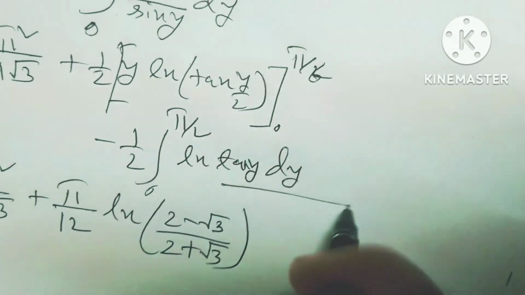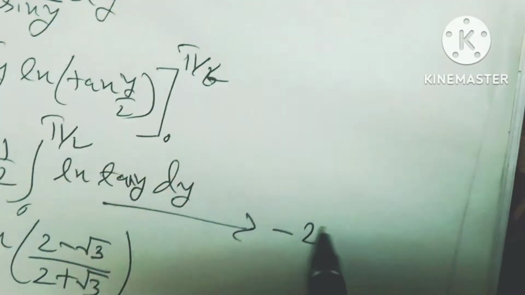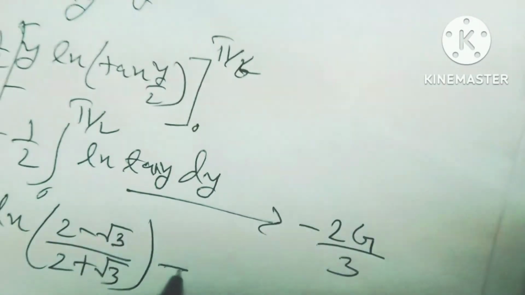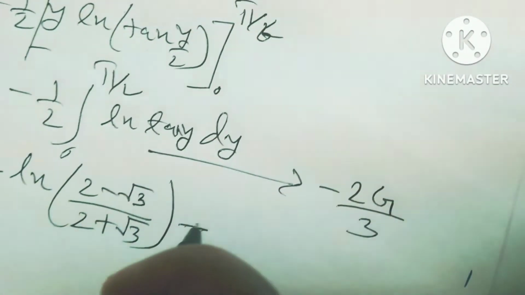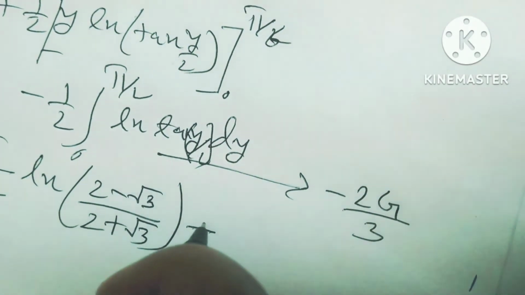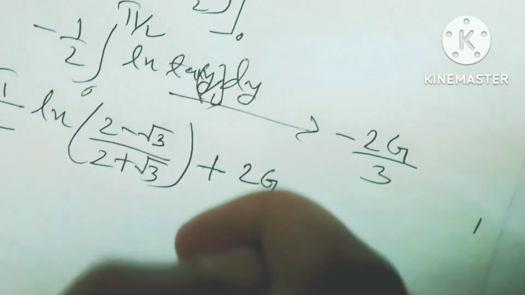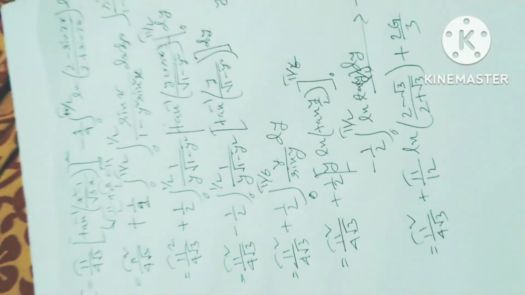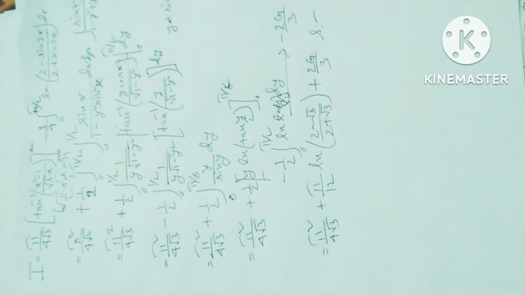And this value equals minus 2G divided by 3. Just I am putting this value and I get, here it is y by 2, so I get plus 2G divided by 3. This is my answer. Thanks for watching. I hope I can clear this total integration.